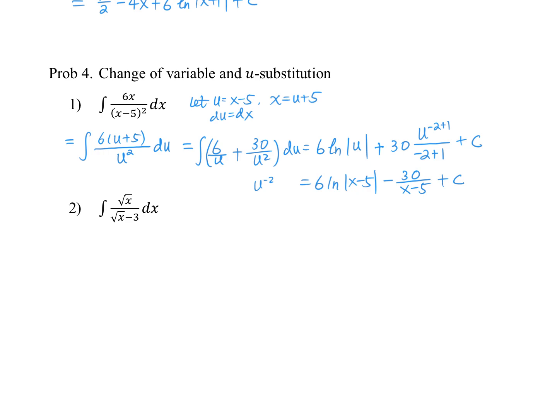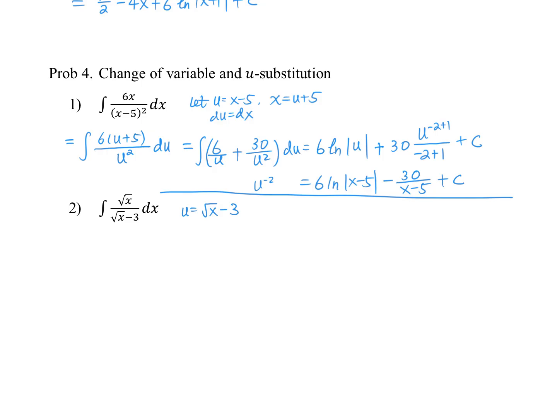Now, let's look at the second one. Second one, you already see how nice it is when the denominator is a single term. So let's make that happen, okay? So let u be square root of x minus 3. Just give it a try to see what you get.